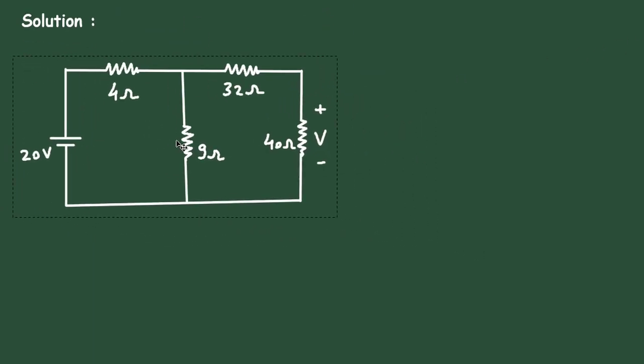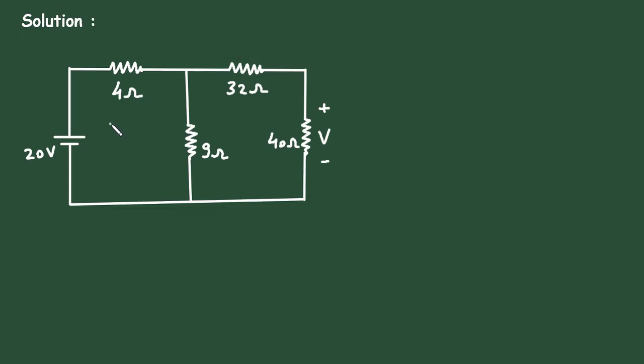Solution: first of all, let's assume this is mesh number 1 with current I1 and this is mesh number 2 with current I2. According to the direction of this current, this will be positive here, negative here, positive here and negative here. Also, according to the direction of this current I2, this will be positive, negative, positive, negative, and this will be positive here and negative here. So let's write it. Now first of all, let's apply KVL to mesh number 1.